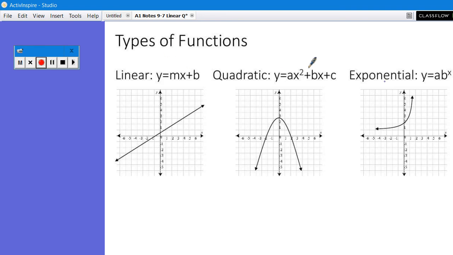There are going to be three types of functions we're going to be talking about today. We're going to be dealing with linear, which is y equals mx plus b. You've seen that many times. You get a graph that makes a line. It can go in any direction. This one happens to go up and to the right, so it's got a positive slope. But this is the representation on a picture of a linear model.